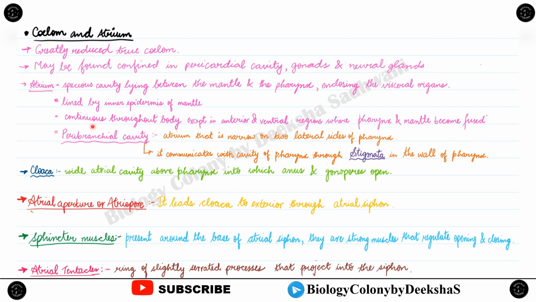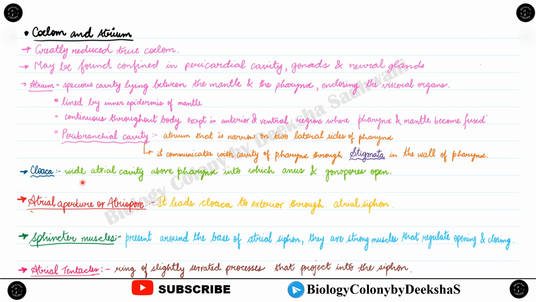They have a peribranchial cavity. It is a part of the atrium that is narrow on two lateral sides of the pharynx, and it communicates with the cavity of the pharynx through stigmata in the wall of the pharynx. As we'll study in the next video, the stigmata and peribranchial cavity will all be covered in the next video.